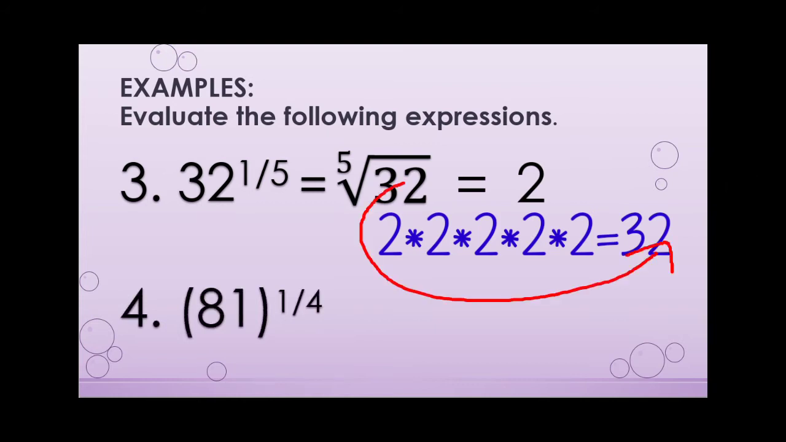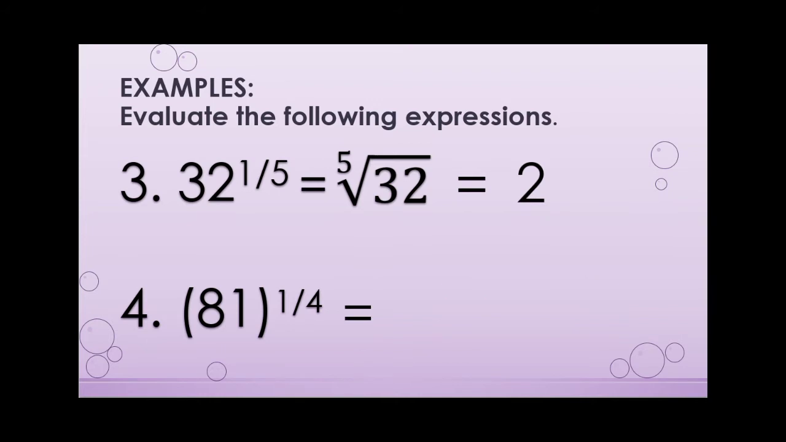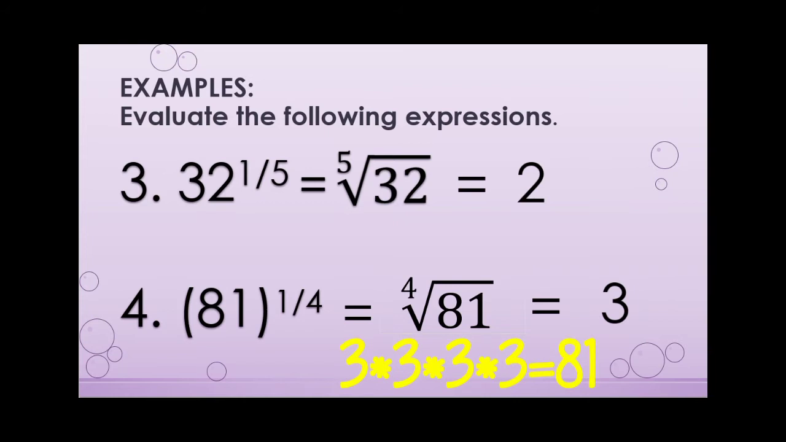Next example is 81 raised to 1/4. 4 is the denominator of the rational exponent. So, that will be the index of the radical. We have now 4th root of 81. So, ano naman ngayon ang 4th root of 81? It is 3. Bakit 3? Kasi, pag tinimes natin ng 3 by 3 by 3, then another 3, the answer is 81. Okay.